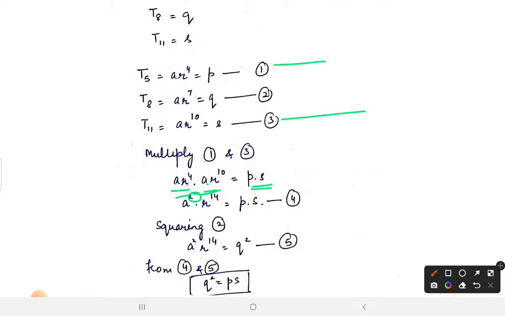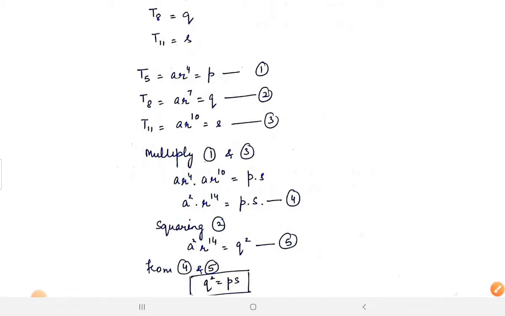R to the power 4 into R to the power 10 is R to the power 14. So we have R square into R to the power 14 is P into S. Let us now check what is A square into R to the power 14. We have A into R to the power 7 is Q.